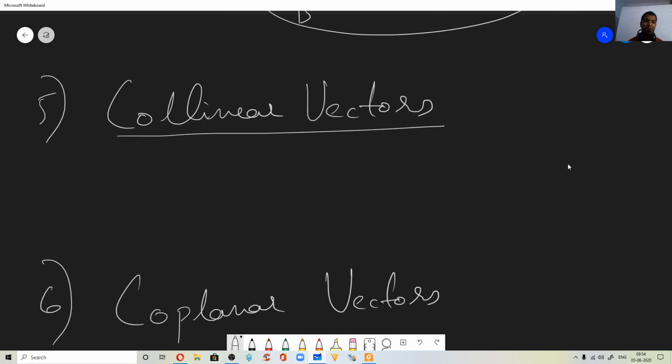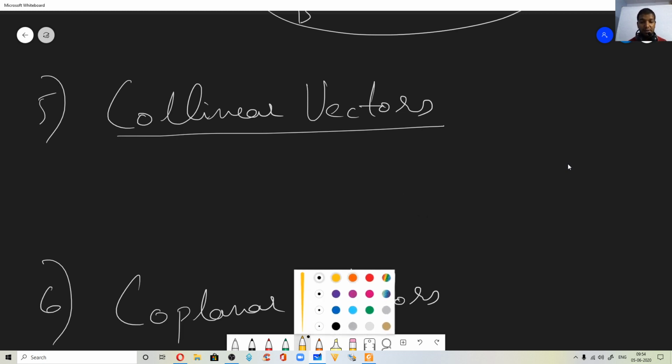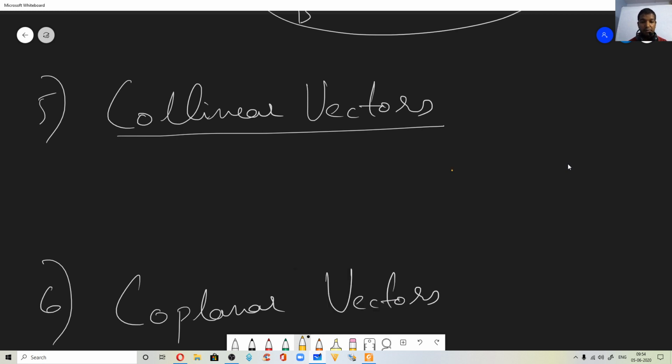Now let us see collinear vectors. Collinear means same line, right? So you can have two vectors in the same line. There are two possibilities, right? You can have two vectors in the same direction, so that is this way. Say vector A is like this and vector B is on the same line. I'm writing it on vector A, now vector B is this way, right? So this is one possibility, which are lying on the same line.